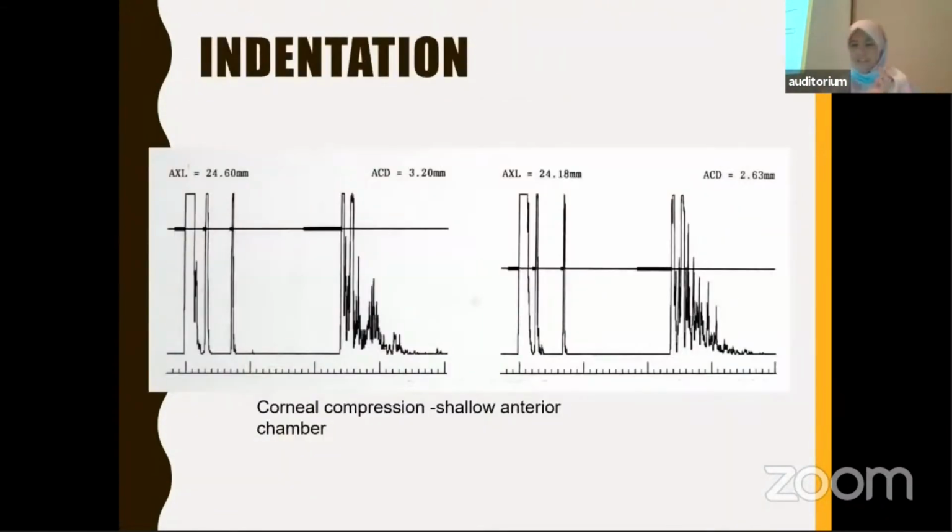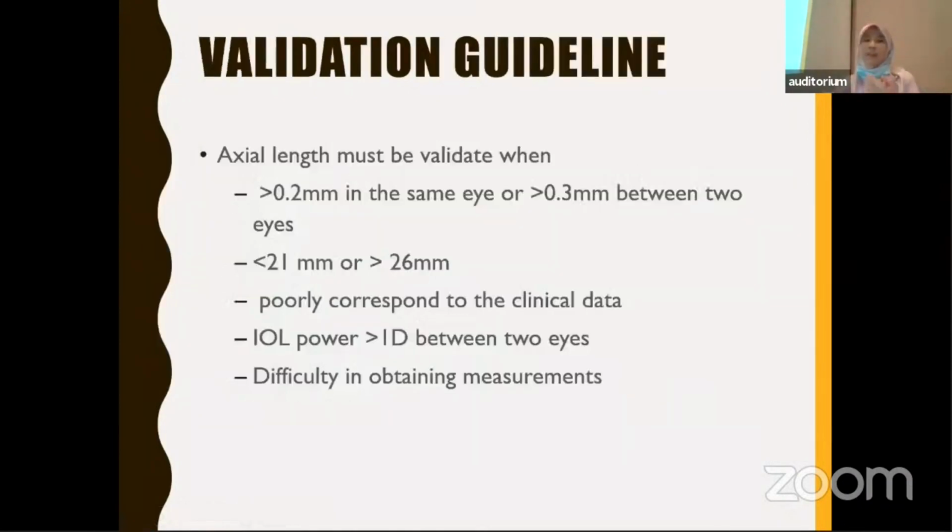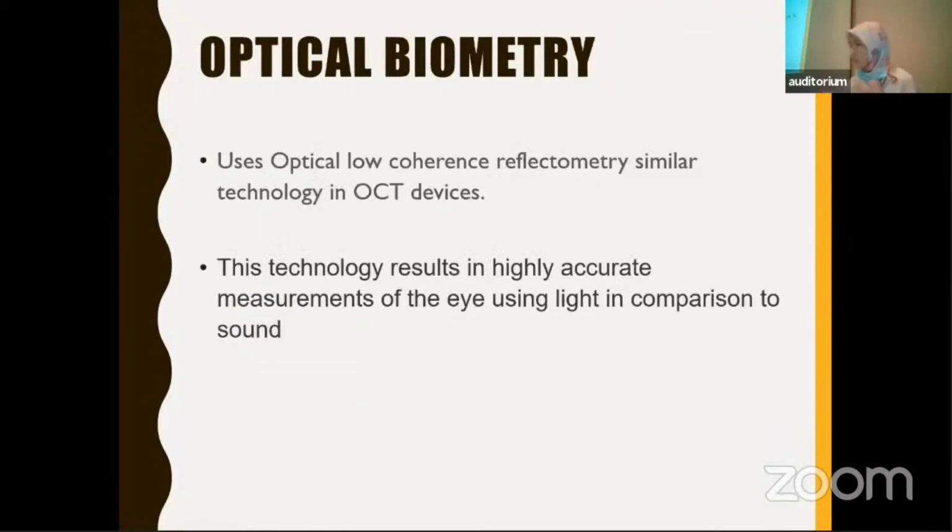What is this? Indentation. Maybe I can skip this. Corneal indentation can make the shallow anterior chamber. You can see this usually happens in the applanation mode. Yeah. Validation, I skip this. Okay, we go to the optical biometry.